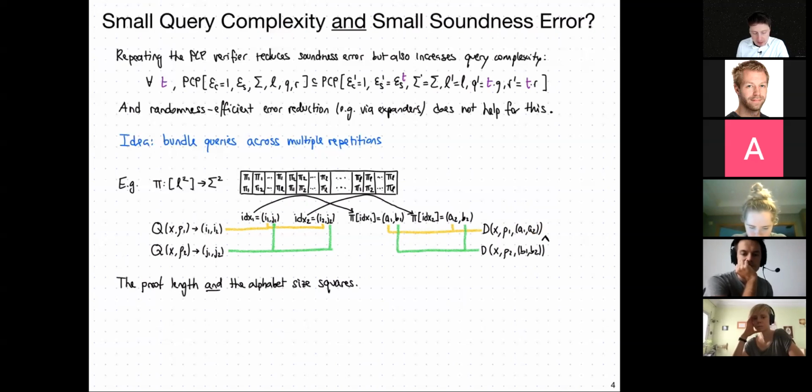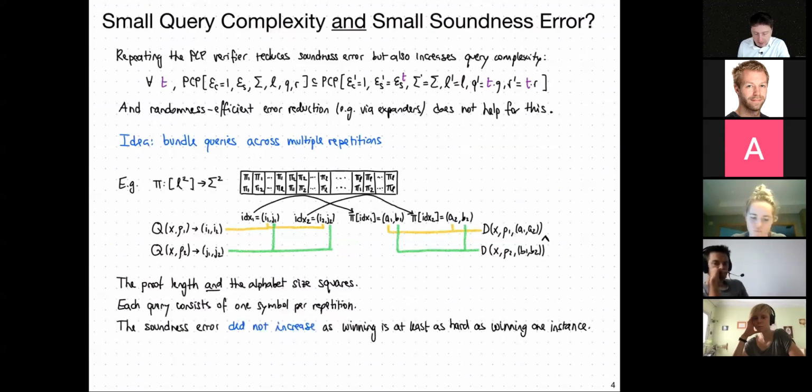So the proof length and the alphabet size are squared in this case. All right. However, each query consists of one symbol per repetition, but we're still making only two queries, right? So this is a concept called parallel repetition. It plays a very important role in the theory of probabilistic proofs. And of course, there are a couple of observations here. First is that the soundness error definitely did not increase. We did not make the soundness error worse, because any one of these repetitions is independent. So on its own, the adversary won't be able to fool us any more than it did in an iteration on its own, right?